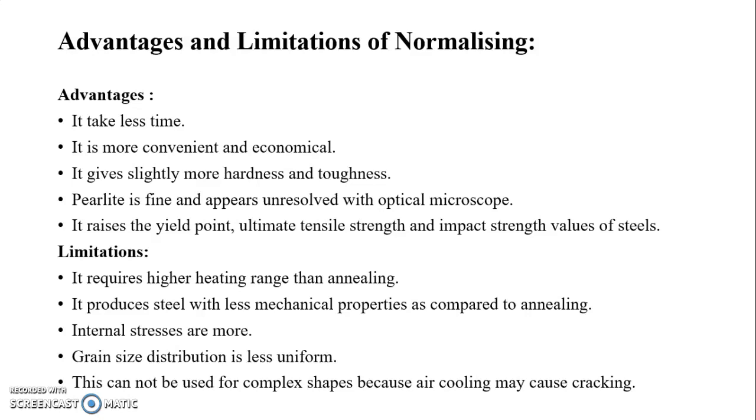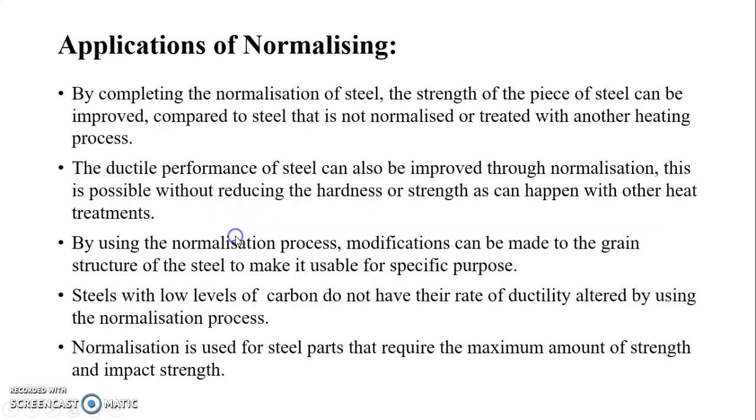Now we will see the limitations. The first one, it requires a higher heating range than annealing. It produces steel with lesser mechanical properties as compared to annealing. Internal stresses are more. Grain size distribution is less uniform. This cannot be used for complex shapes because air cooling may cause cracking of the material.